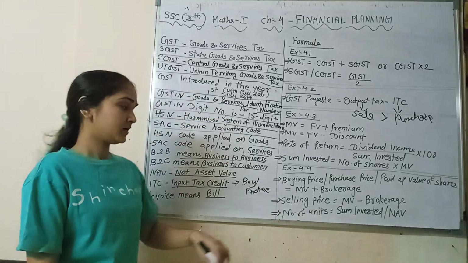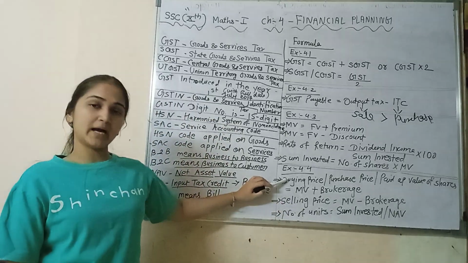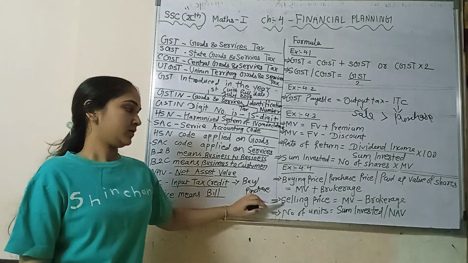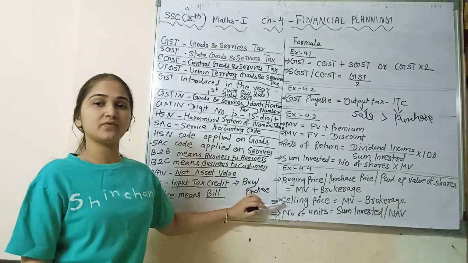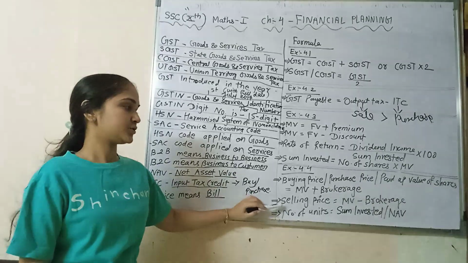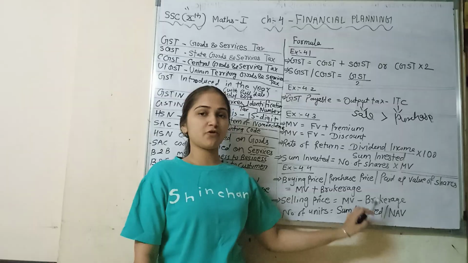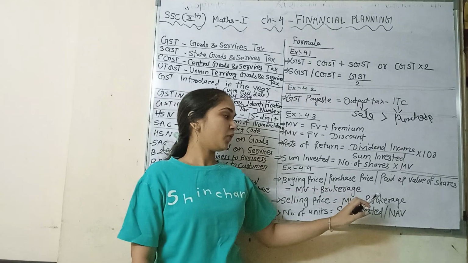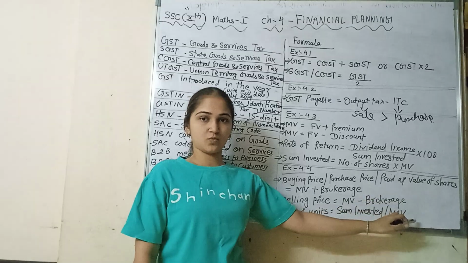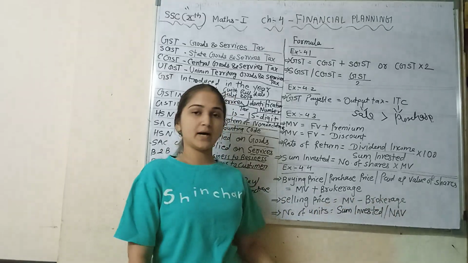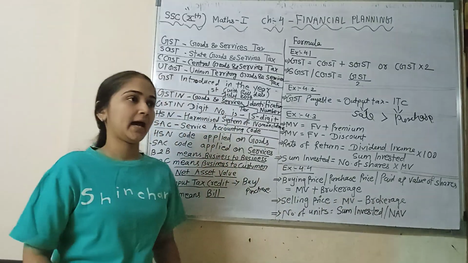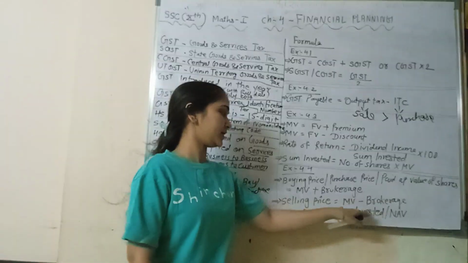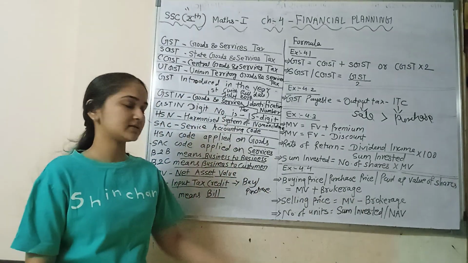In the same way, if they ask you, instead of buying price, to calculate or find out the value of selling price, they have given you some percentage of brokerage. So what you have to do is calculate the brokerage amount on the basis of market value, and then subtract the brokerage from the market value, and you will get the selling price.